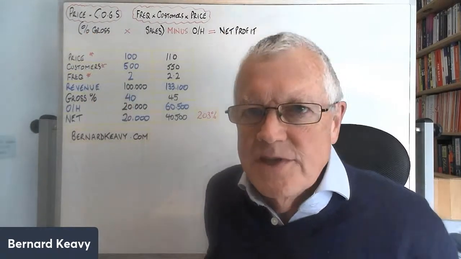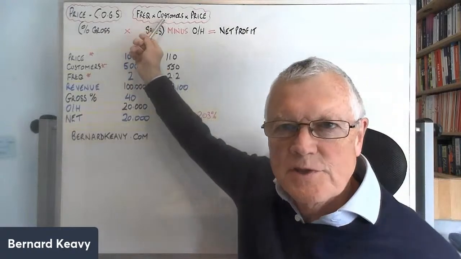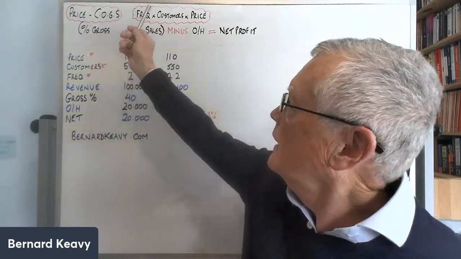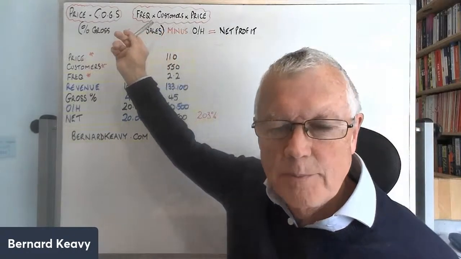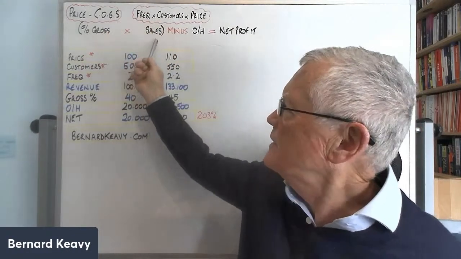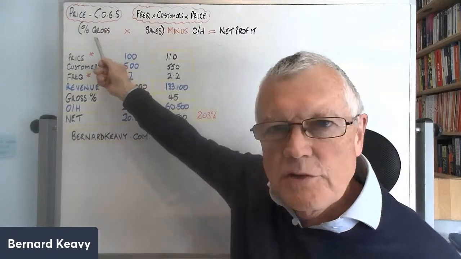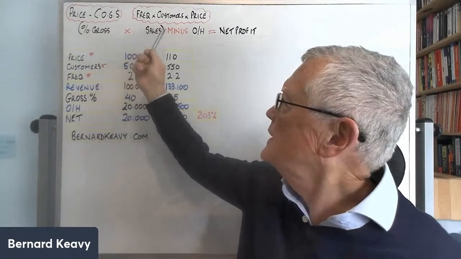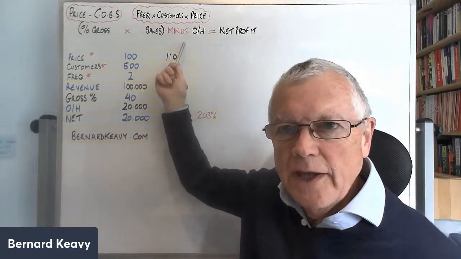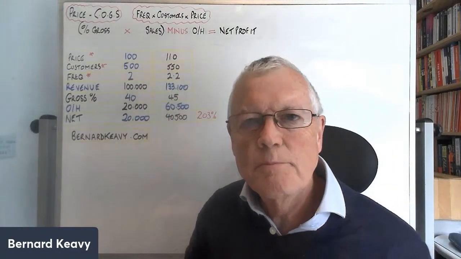Once you know your gross margin, you then need to know your sales amount. And the sales amount is basically made up of how many customers you've got or clients, how often they buy from you, typically in a year, and what the price is that they pay you each time they buy. So if you work those three numbers out, that tells you your sales. And once you know your gross margin times your sales, that will then tell you your gross profit. And then you simply take off your overheads to get to your net bottom line profit.